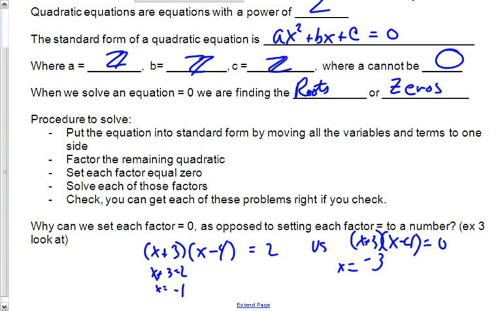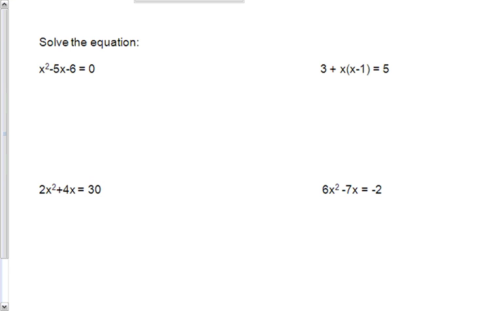Alright, so let's do some practice. The first one here is already equal to 0. Everything's on the left side, so all we have to do is go to our next step, which is to factor it. What things give me x squared? That's x and x. Things that multiply to give me 6 and add to give me 5, with all negatives, so one of them has to be positive and one negative. If I do minus 6 and plus 1, those add to 0. There we go, that's our factored form.